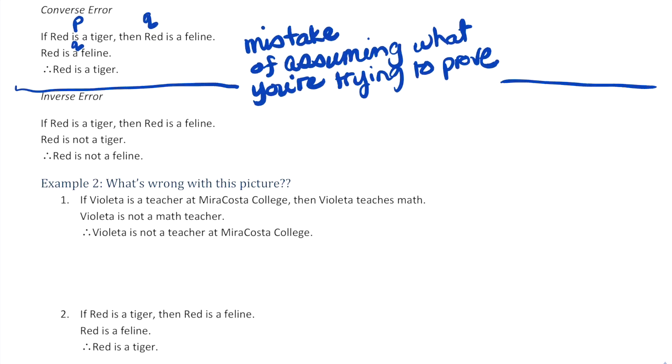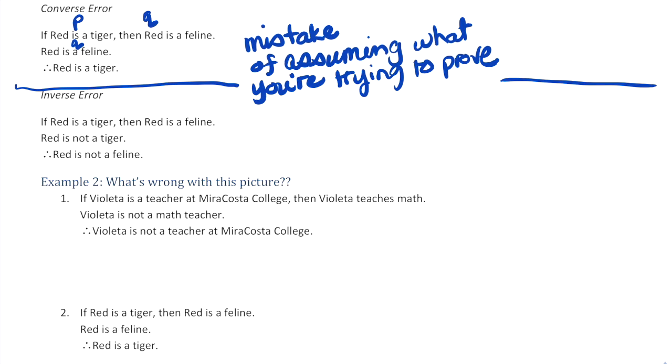Now, inverse error is saying that if you negate the major premise, right, then you can negate the minor premise, and that does not work either. So here, this is an example of inverse error. If red is a tiger, then red is a feline. Red is not a tiger, therefore red is not a feline. I mean, you can see that that argument doesn't hold water, I hope.